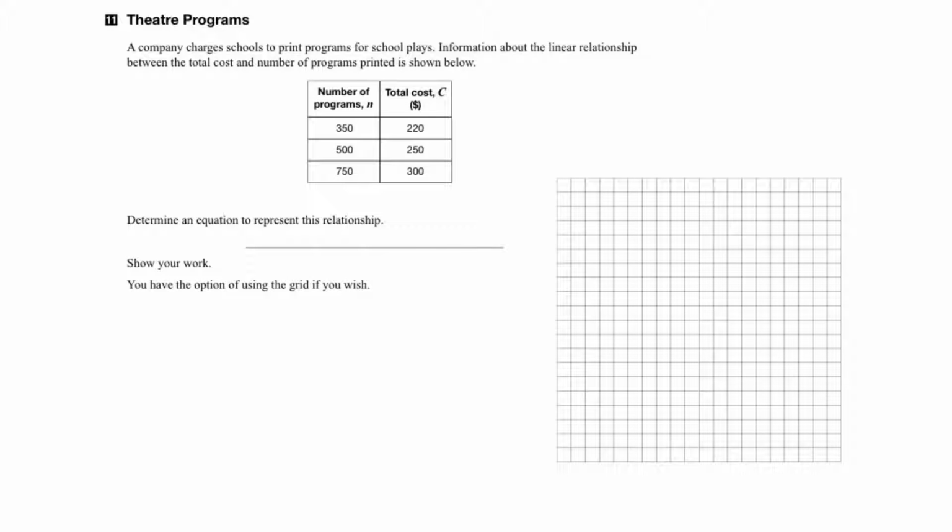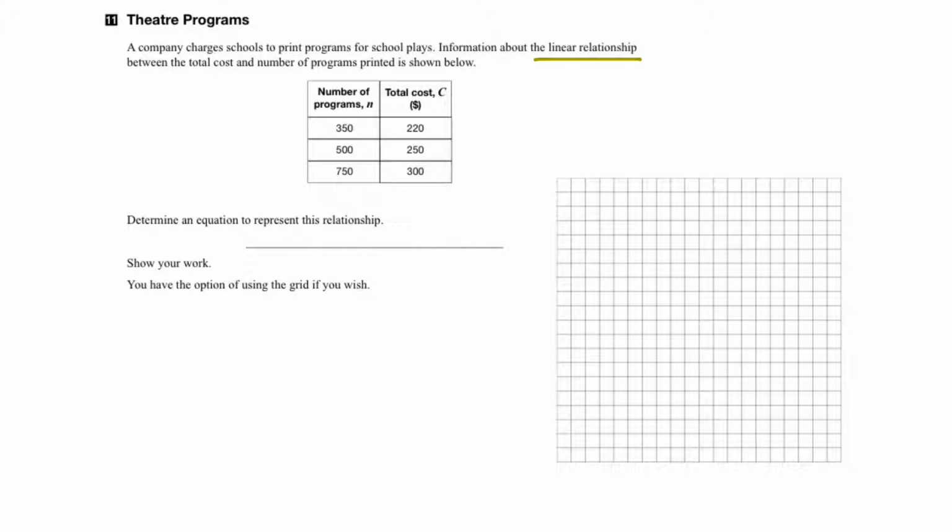In this question, we're given a table of values that represents the total cost of printing a certain number of programs. Then we're asked to determine an equation that represents this relationship and then to show our work. The important piece of information here is that we're told that it is a linear relationship.